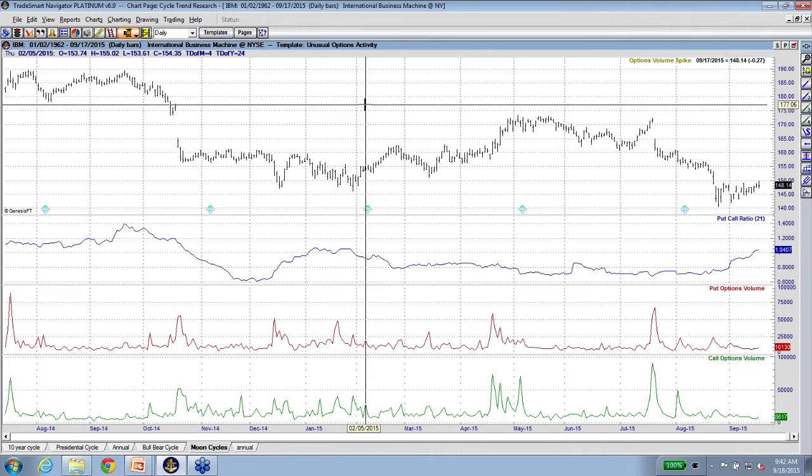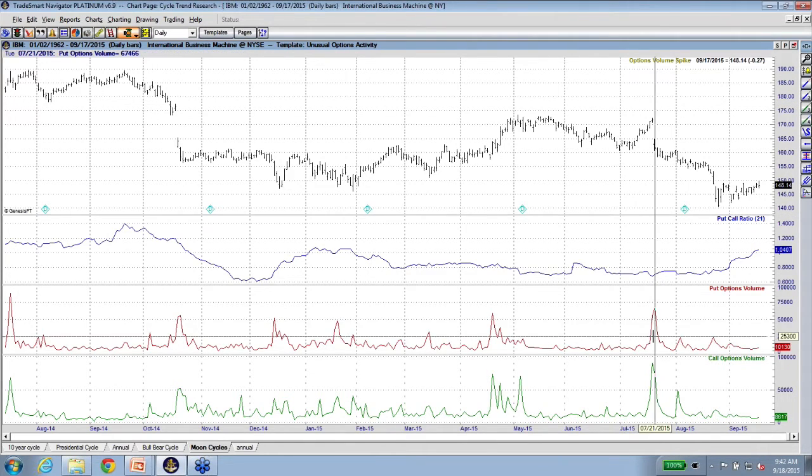Unusual options activity or insider trading. What we've done is we've built something to try and find unusual options activity to identify some key breakouts. And we use a proprietary screener. And you can see there's some weird spikes in volume.